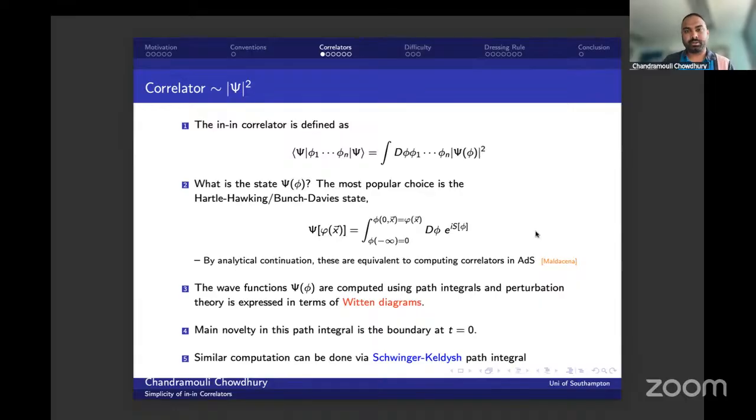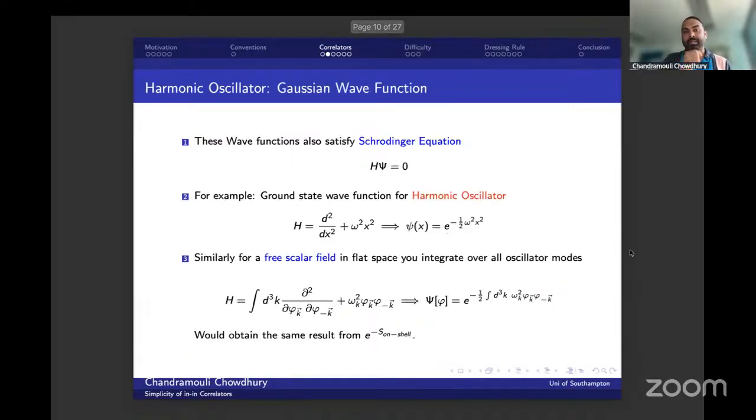Good. Excellent. Now, if that definition of a state was confusing, that exact state that I showed in the previous slide also satisfies the Schrödinger equation, which of course we are all familiar with. For instance, if you were working with a harmonic oscillator, then you know that the ground state of the harmonic oscillator you can obtain from this equation with a Hamiltonian of this kind. And that basically gives you a Gaussian profile.